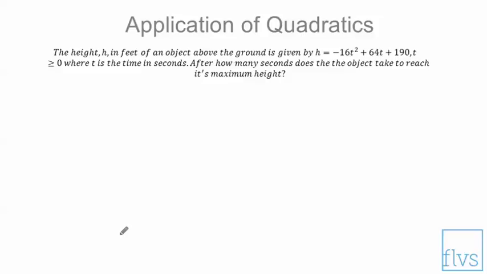So then you're going to be asked to do what's called an application. Anytime you see application, that just usually means word problems, and I know how much you love those. So the height h in feet of an object above the ground is given by h equals negative 16t squared plus 64t plus 190, where t is greater than or equal to 0, where t is time in seconds. After how many seconds does the object take to reach its maximum height? So the first thing I'm looking for is, what do they want me to find? They want me to find how many seconds to reach the maximum height. So the maximum height on a parabola, because remember you got a square here, so it's quadratic, would be the vertex.